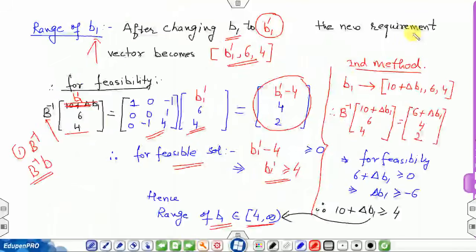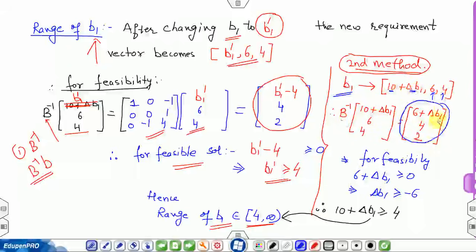Okay, there is another method to find the ranges using this way. If we replace the number b1, the original number is 10 plus some increment delta, and the rest of the numbers remain the same. So again, B inverse times b. You get 6 plus delta times the B1 column, and for feasibility you get minus 6. Since this is the change in b1 and the original number is 10, if you add them, the limit is again 4. So the optimal solution remains the same.